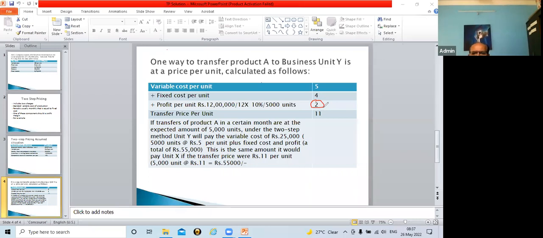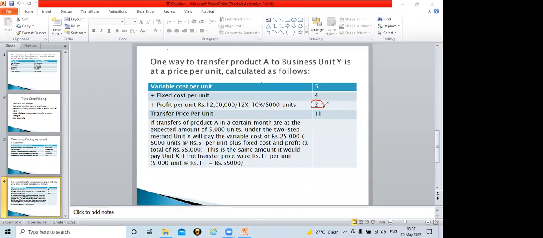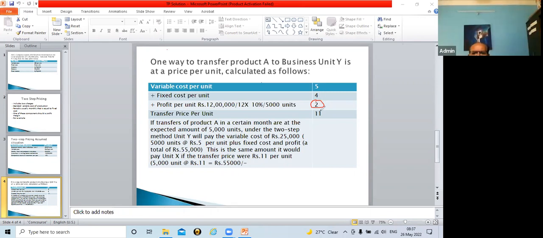Did you understand, Shubhada? Omkar? Yes, sir. So 5 plus 4, 9, 9 plus 2, 11. Transfer price is 11 rupees. So this is our answer for the case. This kind of case is asked in examinations for 5 to 10 marks, 5 marks. And this way you have to solve.